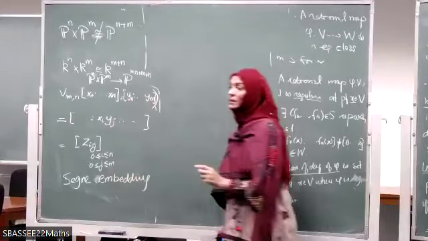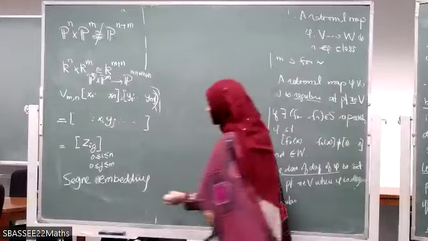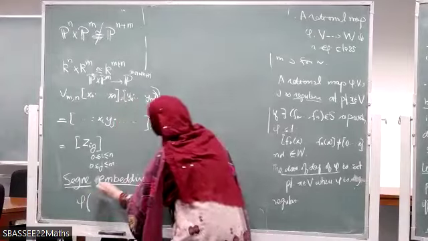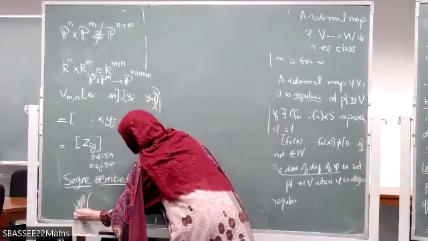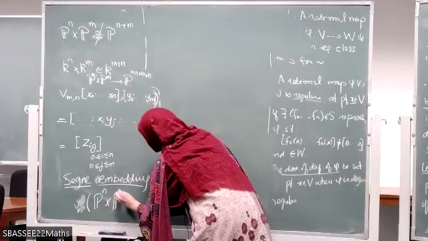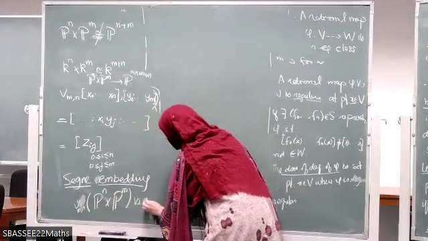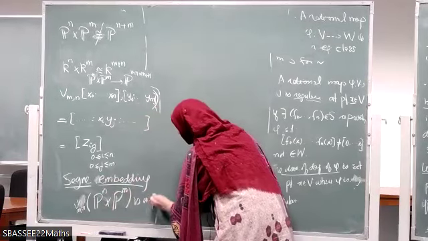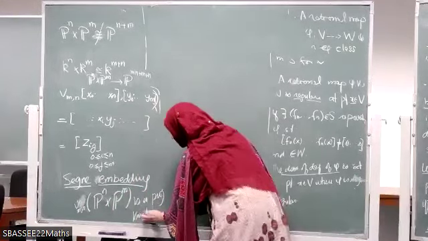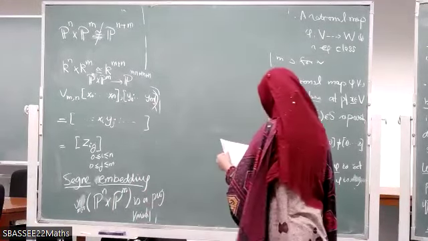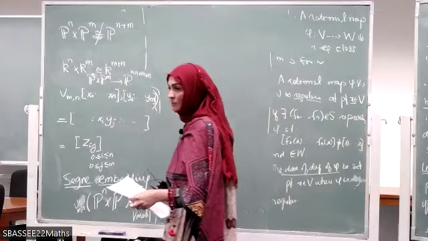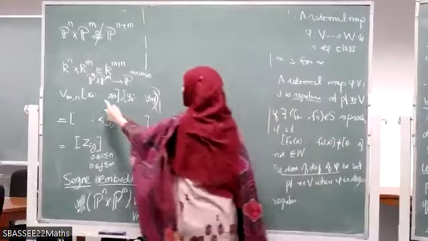Why is it called an embedding? Because this is an injective map. We can verify this is an injective map, and the image of this, sorry, this P^m times P^n, the image of this product is actually a projective variety. This is an injective map, it's an injective map. You can easily verify by definition.